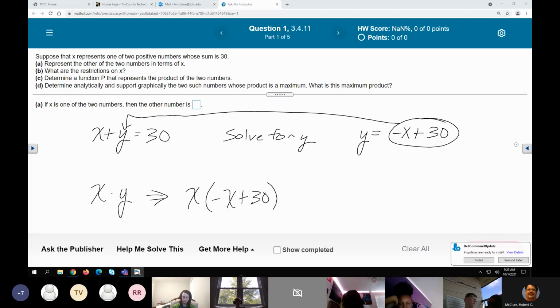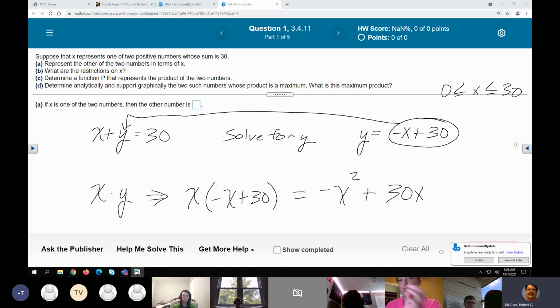Now, they also said that this right here will make it from 0 to 30. So x is going to be from 0 to 30 because of that. And then this comes out to be -x squared plus 30x. And you can set that equal to 0 to find your x-intercepts. So we'll do that.